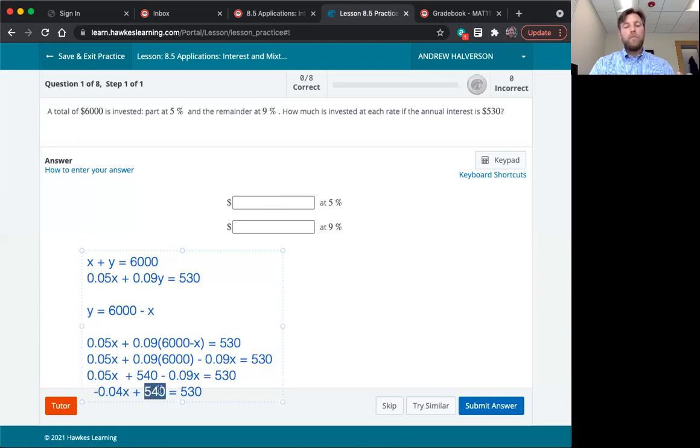And now we have to move the 540, subtract it from both sides. So negative 0.04x plus 540 equals 530. We need to move that 540 over, so we subtract 540 from both sides. And that gives us negative 0.04x equals negative 10. And now we have to get rid of this negative 0.04, so we divide both sides by that negative 0.04, the same exact thing in front of the variable.